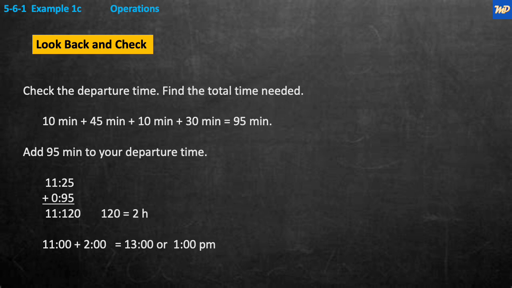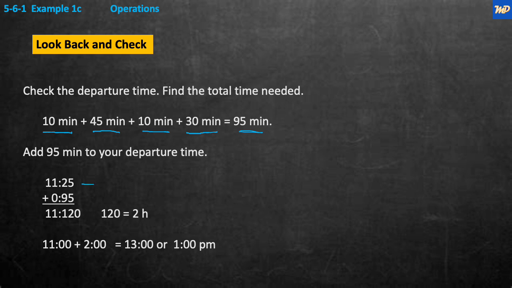So we need 10 minutes for walking to the station. We need 45 minutes on the train. We need 10 more minutes to walk from the station to the ballpark. We need 30 minutes getting to our seat. Okay? And that should put us at the start of the game at 1 o'clock. So if we add all these up, it's 95 minutes. So add 95 minutes to your departure time.